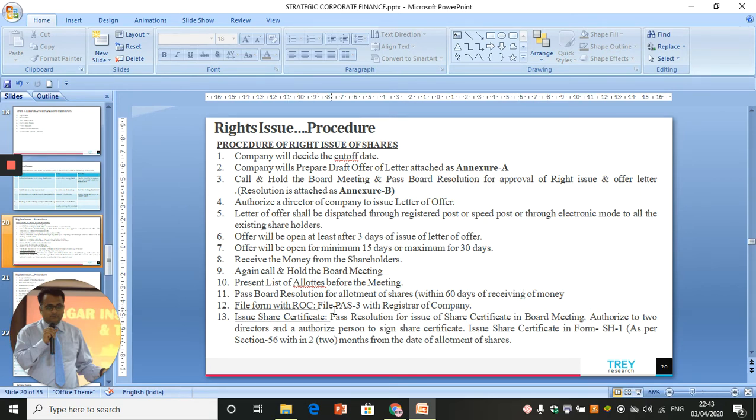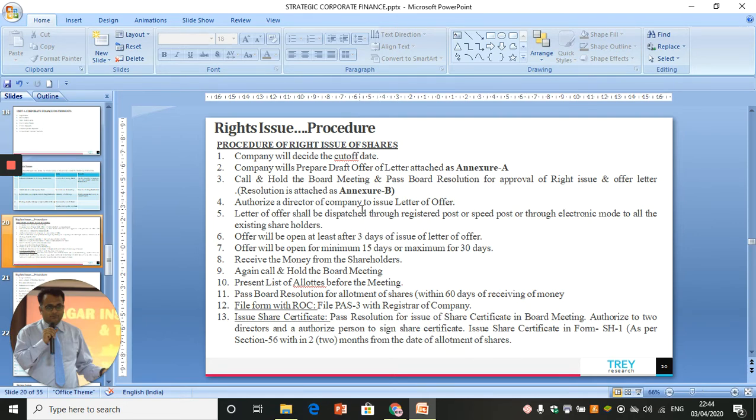File the form with the ROC. This is the application form filed with the Registrar of Companies, and then issue the share certificate. Pass a resolution for the issue of the share certificate in the board meeting. Authorize two directors and authorize a person to sign the share certificate. Issue the share certificate in form SH1 as per section 56. This is the form number, the format in which the share certificate is to be issued, within 2 months from the date of allotment of the shares.